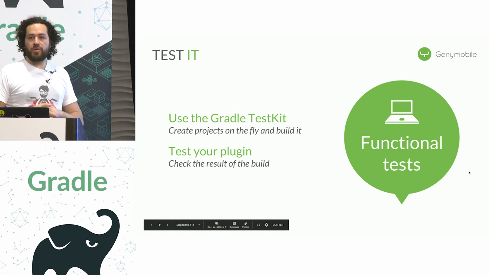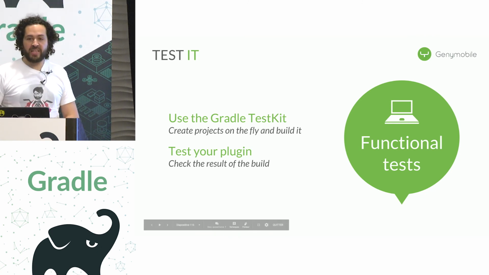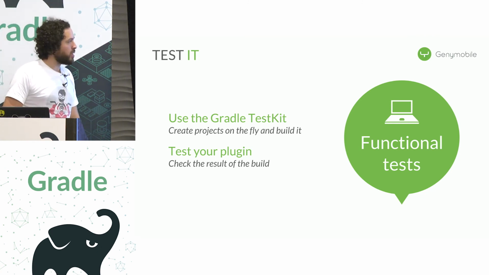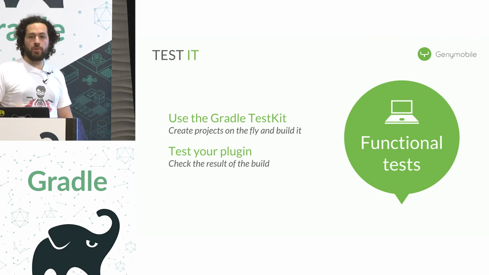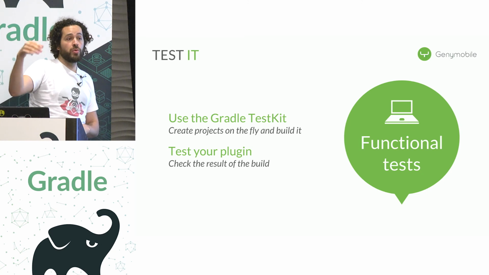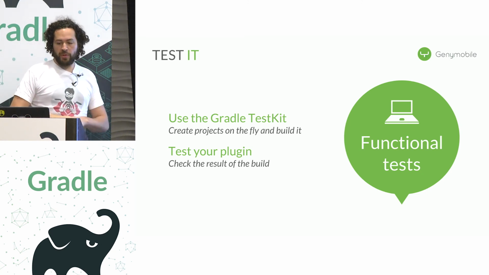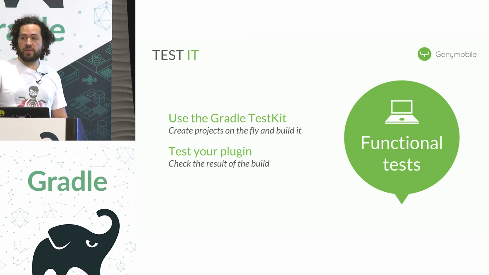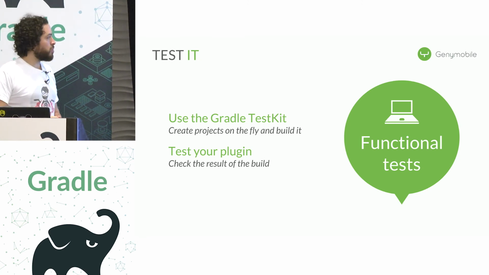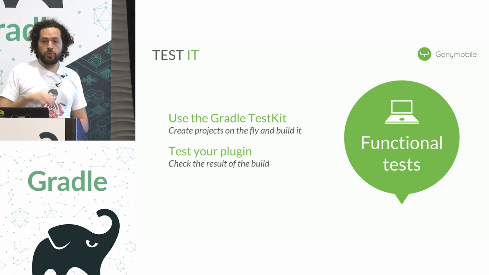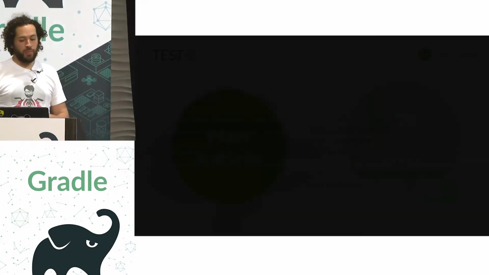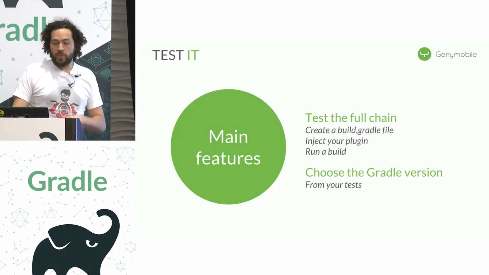For the functional test, there is an API called the test kit, which is quite interesting because you will be able to build a project on the fly, to write a build.gradle like your user would do, like we've done almost with the integration, but you will be able to test for a real build. And this allows you to test what is the result of a build. So you will test the full chain.